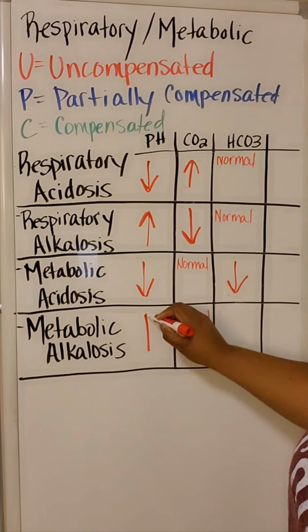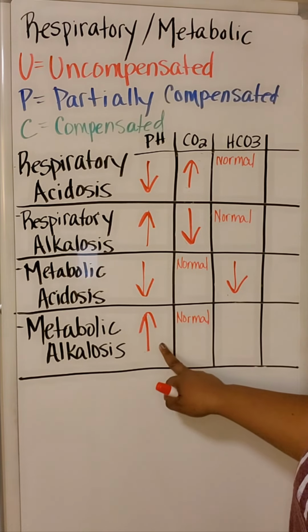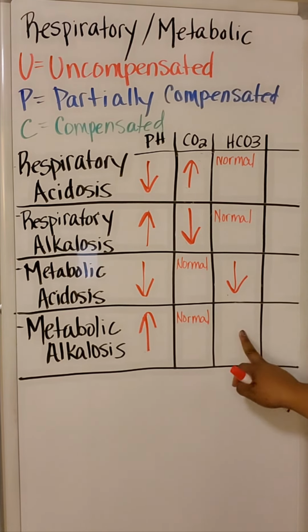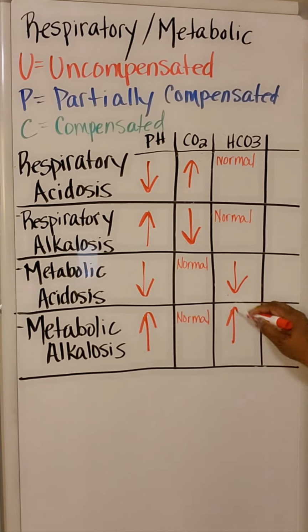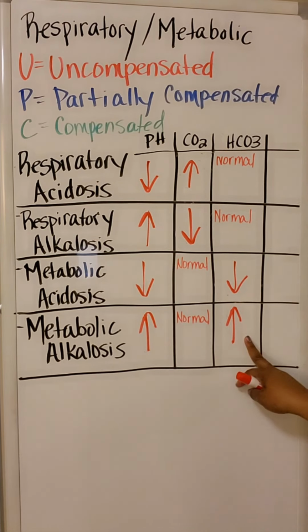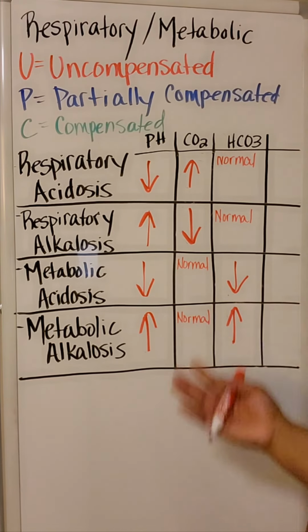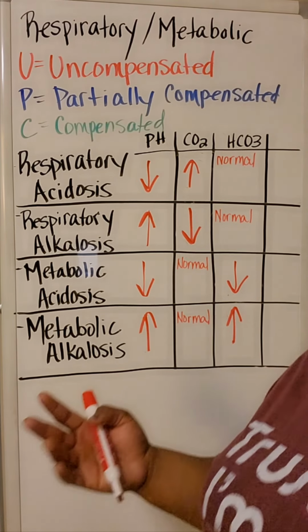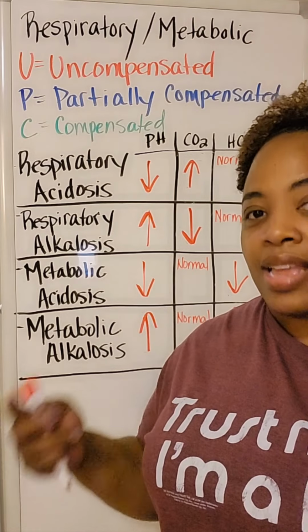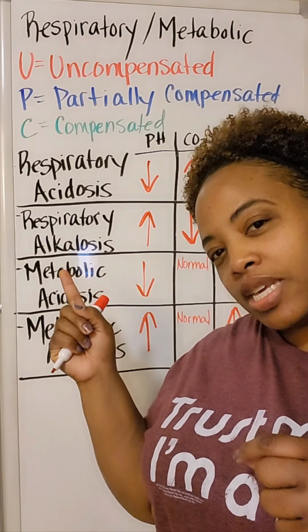On the flip side, when our pH is up or above the 7.45, if this is metabolic, we know that again, equal, we must have more of the HCO3 in our system, which again goes with a more alkaline state. So just a quick review of some of the content that I went over last week, and now we're going to get into if it's partially compensated.